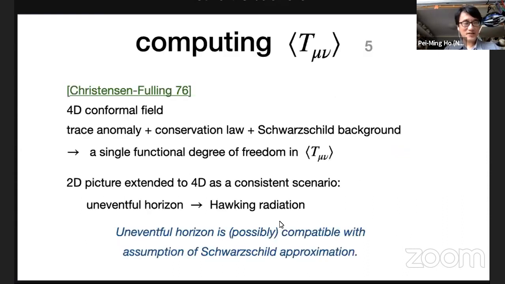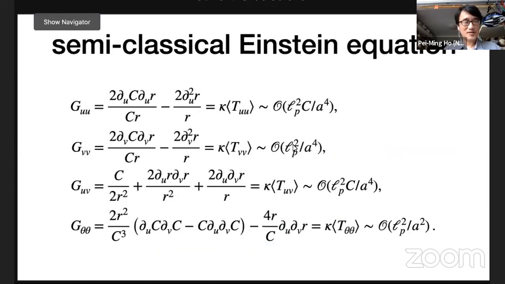So anyway, now that you have the energy momentum tensor for the vacuum, you can plug it into the semi-classical Einstein equation. For example, T_UU is of order c squared times l_P squared over a to the fourth, etc. And even just with an order of magnitude estimate, you can find a lot of properties about this geometry.